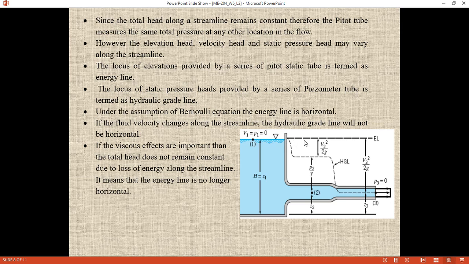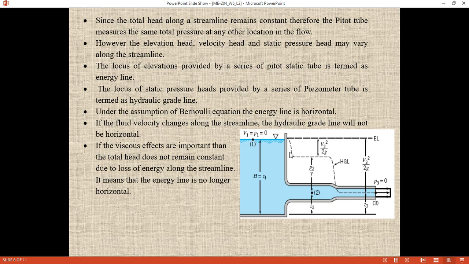This will also change as it passes through the different types of geometry of the pipe. So when it passes through the reducer, the pressure will drop. When it passes through the expander, the pressure will increase, and accordingly the line will move up and down. So here, if the viscous effects are important, then the total head does not remain constant. This line will not remain constant due to the loss of energy along the streamline. It means that the energy line is no longer a horizontal line. So if you are considering losses, the energy line will not remain constant, it will change.